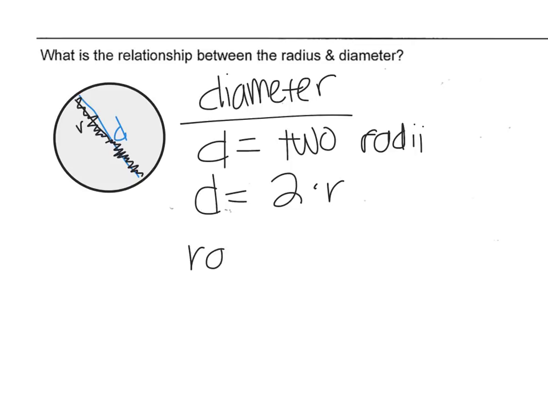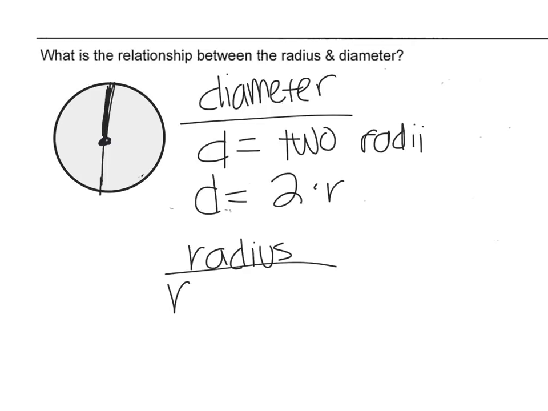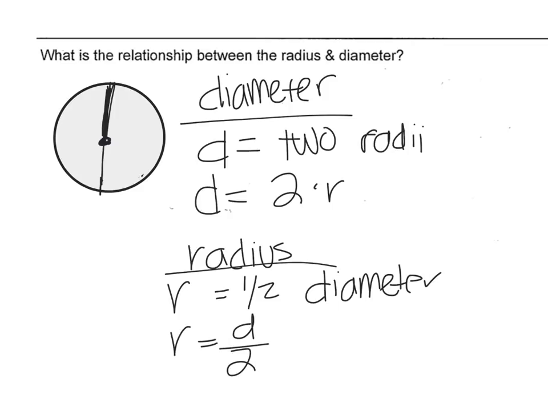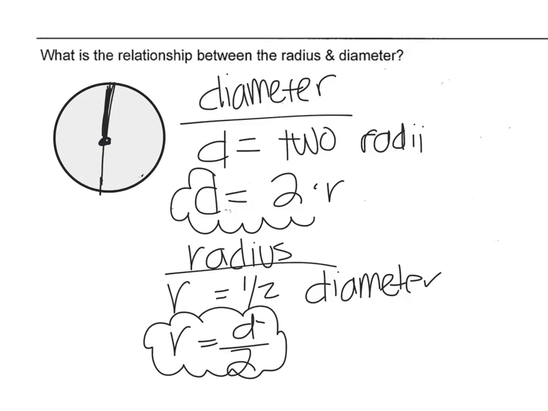And similarly, let's say we're given the diameter. In order to find the radius, I can just cut it in half and get the radius. So radius is half of diameter, or the diameter divided by 2. So I'm going to say R equals D divided by 2. So if you're given one, you can find the other.